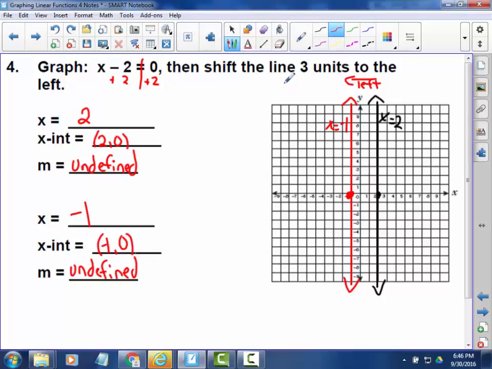All right, so that's how we translate lines. Translate means to move them. So you should be ready to translate your own lines on the Graphing Linear Functions 4 handout.